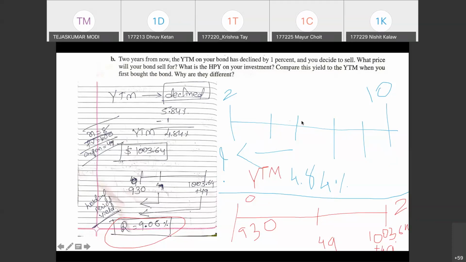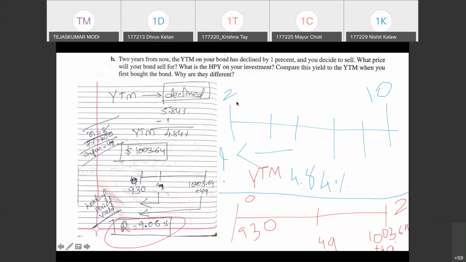Okay, but sir, what is 930 then? 930 was at time 0. Now it is 2 years after that point. So I deliberately wrote 2 here because 2 years have gone by. So after 2 years, what should its price be? If YTM is 4.84%, then in the market this bond must be selling at 1003.64 at time 2, right?